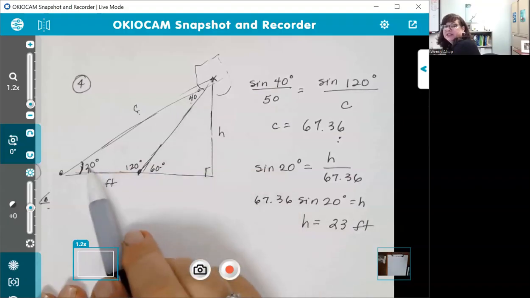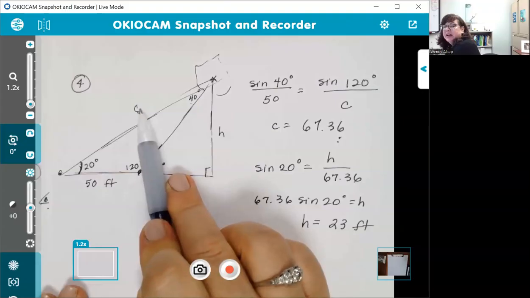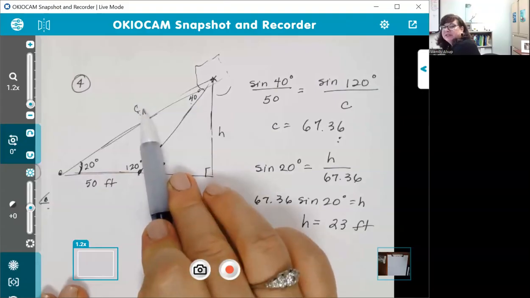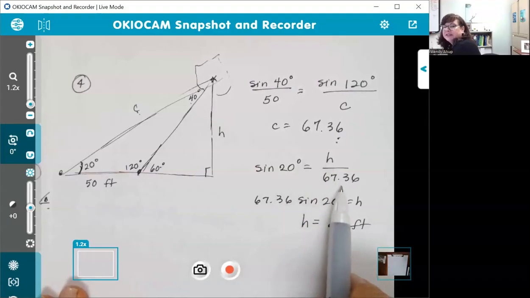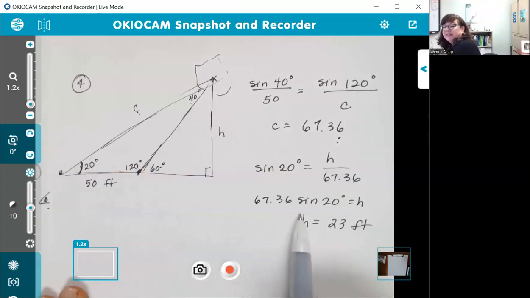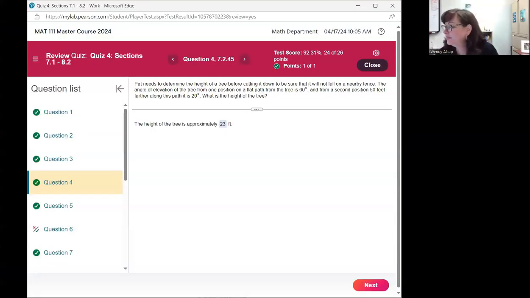Now, I know this angle, so the sine of this 20 degrees would equal the opposite, the height, divided by the hypotenuse, which we just found was 67.36. So sine of 20 is the height divided by 67.36. Multiply both sides by 67.36 to solve for the height. And 67.36 times the sine of 20 degrees gave me a height of 23 feet. And they want it in whole numbers. They don't tell you that, but they do want it to you in whole numbers. I made that mistake one time.